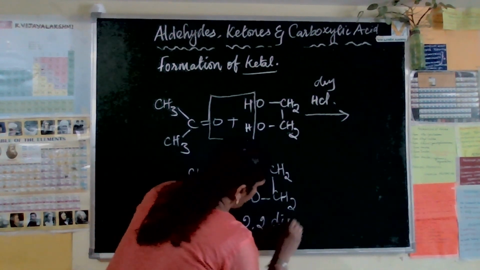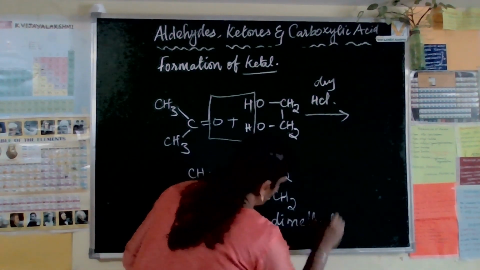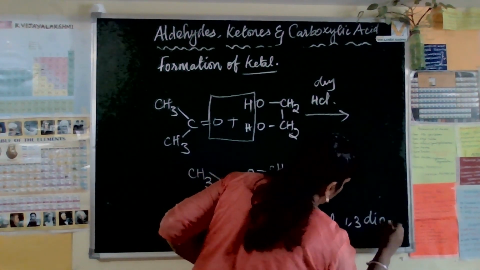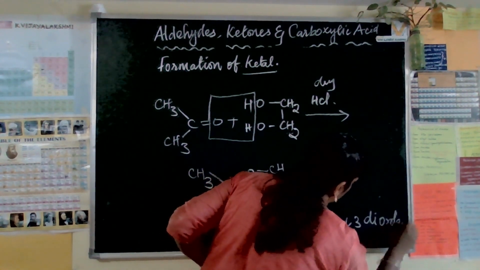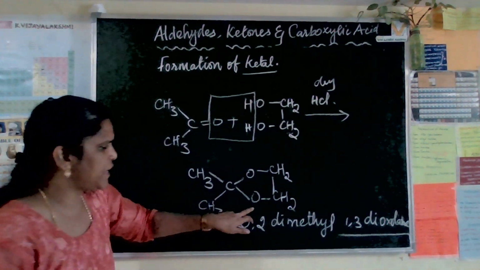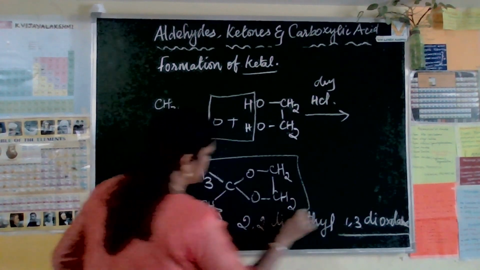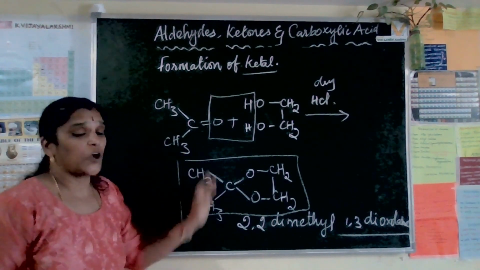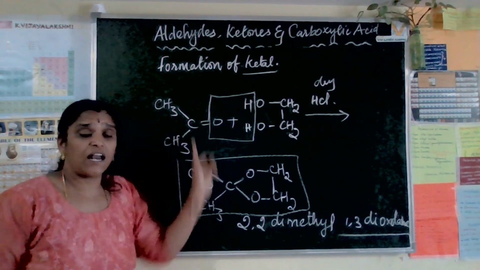2,2-dimethyl-1,3-dioxolane. Okay, so this is the name we can provide for this compound. It's a cyclic compound of ketal formation. Okay, hope you're clear with that, acetal and ketal.